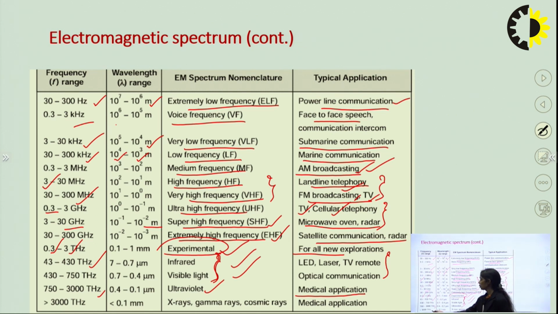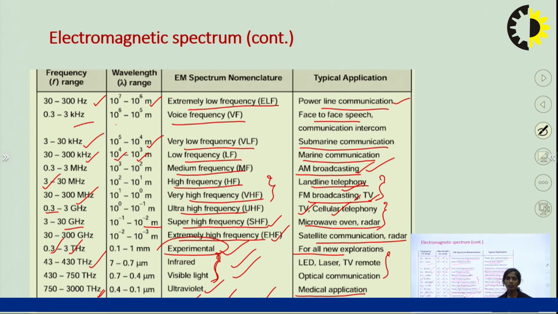And if we go higher than the 3000 terahertz frequency range, that is the X-rays, gamma rays and cosmic rays, they again found so many applications in medical fields, which we all know about, for brain tumor applications, for any diagnosis purpose, any detection purpose. Any disease detection in our body can be easily done with the help of these rays.